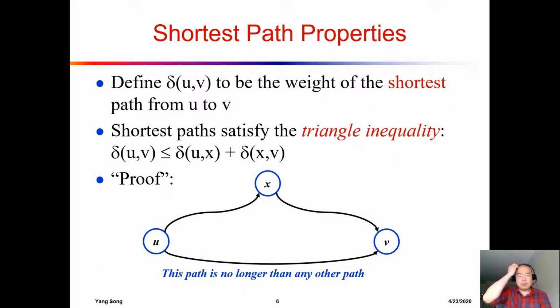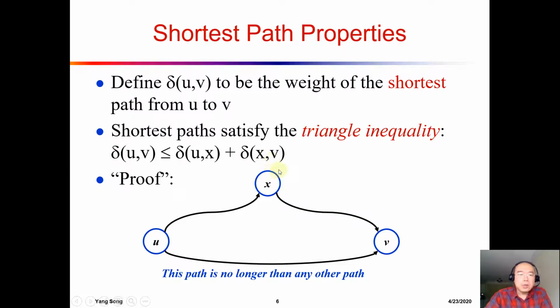Okay, and for the shortest path, we have another property, which is the triangle inequality. We are going to use delta. Delta UV is the weighted shortest path from U to V. If we pick another node X in the middle, then delta of U to V will be smaller than or equal to delta U to X plus delta X to V.